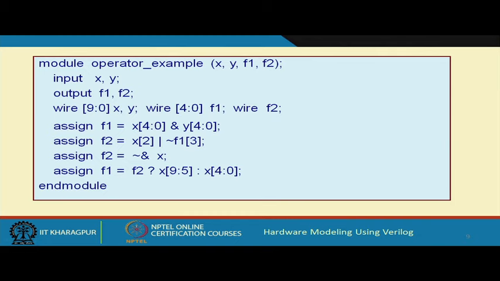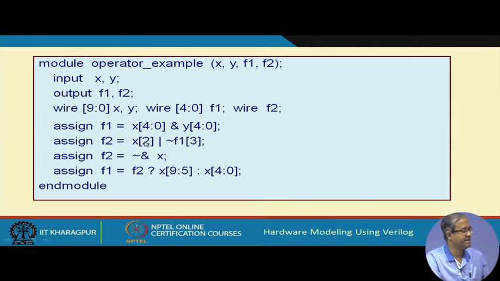Okay. So, let us see some examples very quickly. Here is an example which shows some of the operators in use. This is a complete module description; x and y are inputs, and outputs are f1 and f2. X and y are defined as 10 bit vectors. F1 is a 5 bit vector, f2 is a single bit. Here I have taken cross sections from the vectors x and y, from bit number 4 to 0, to make it 5 bits. I have done bit by bit and assigned it to f1, because the size of f1 was 5. F2 is a single bit.